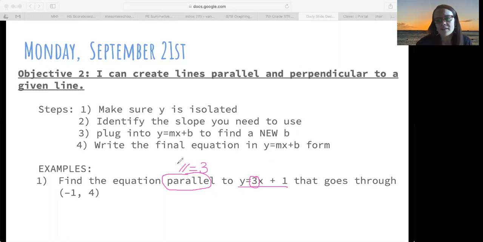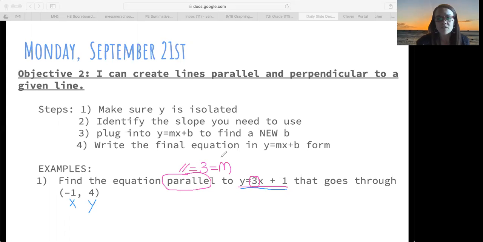So remember that your slope is the same as your m. And so now if you'll notice, this is looking really familiar to what we did on Friday. So I have my m, and they also gave me these points of -1 and 4, which are my x and y. So now what you're going to do is you're going to find a brand new equation. So a brand new equation different than the one they gave you.